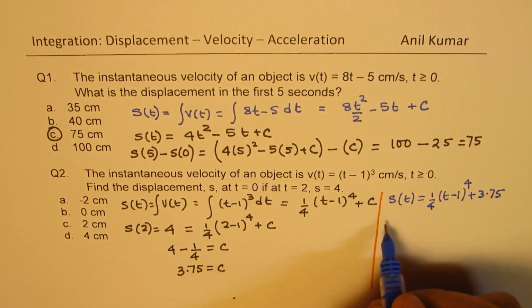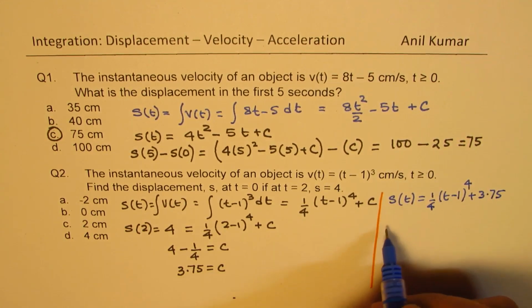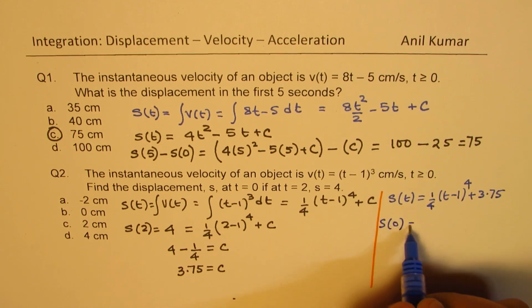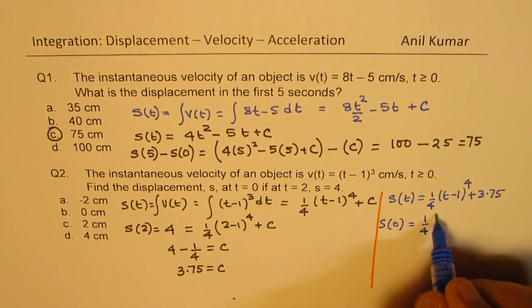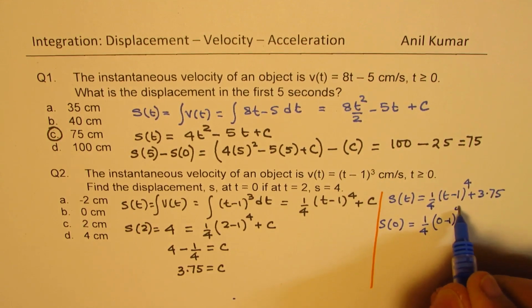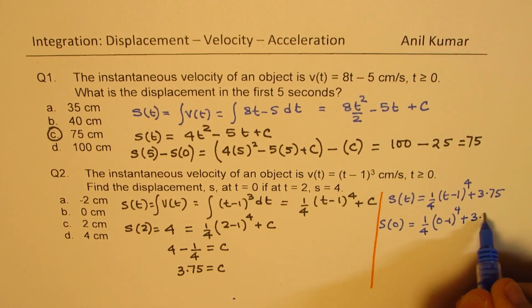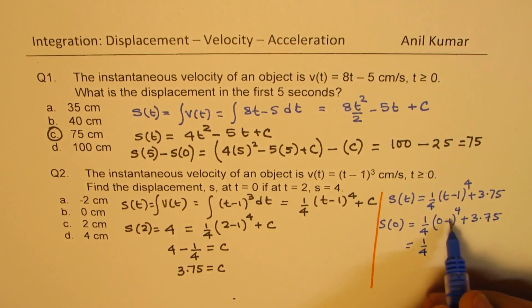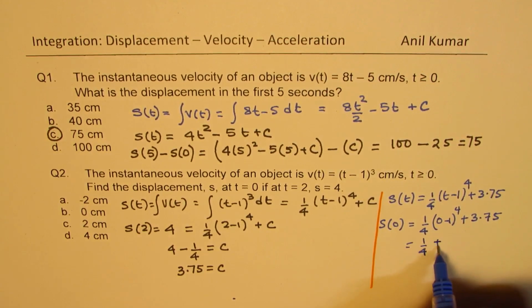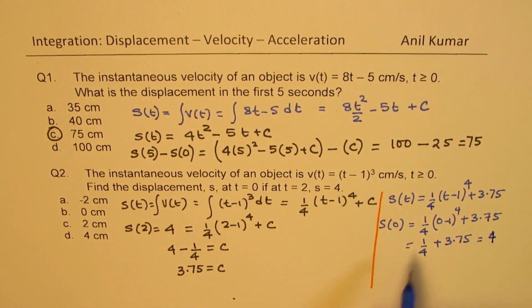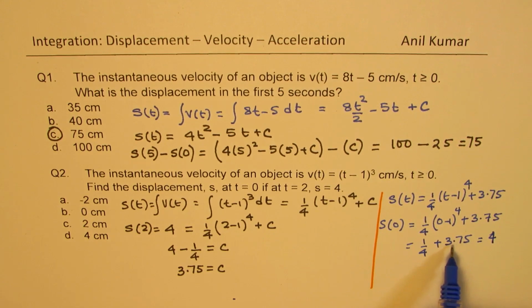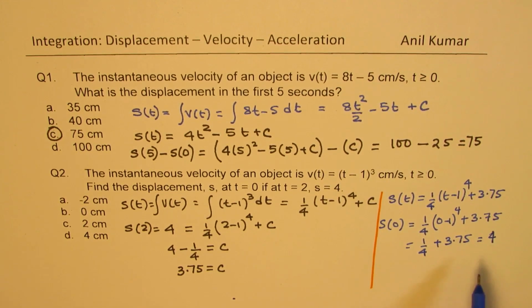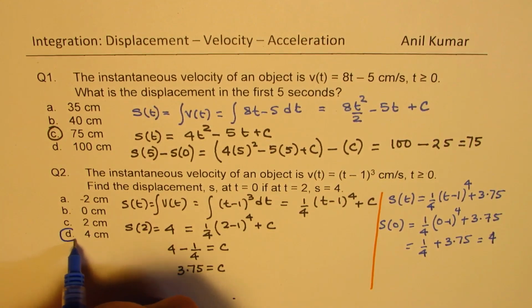Okay. So if I substitute 0 here, I get 1/4 to the power of 0 minus 1 to the power of 4 plus 3.75. So that is 1/4, this is 1, right, which is 0.25, which is equal to 4, right? So quarter plus 3/4, 3.75 gives us 4. So the option D is the correct option.